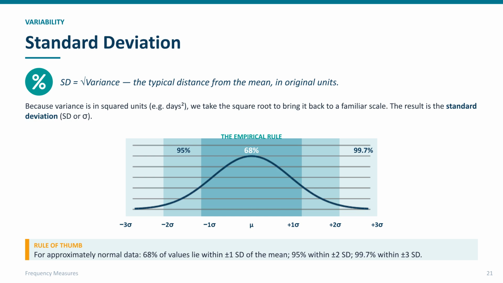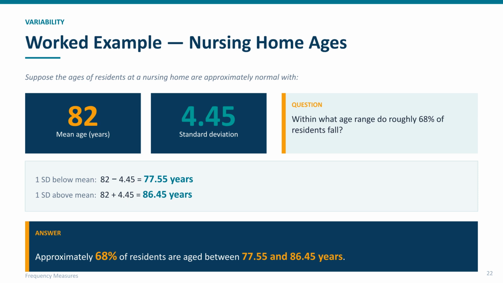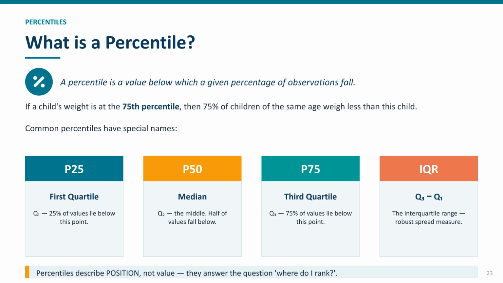For normal data, the empirical rule tells us that most observations fall within 1, 2, or 3 standard deviations of the mean. Let's apply the empirical rule. If nursing home ages are normally distributed with a mean of 82 and a standard deviation of 4.45, roughly 68% of residents fall within one standard deviation. This gives us a range of approximately 77.6 to 86.5 years. Percentiles identify a value's position relative to the whole dataset.